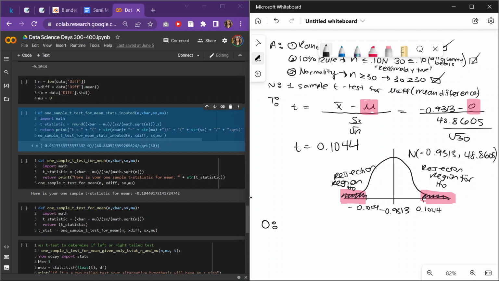So in order to find that area, there are a few different ways. The first one is a table. Do not recommend. Literally a nightmare.